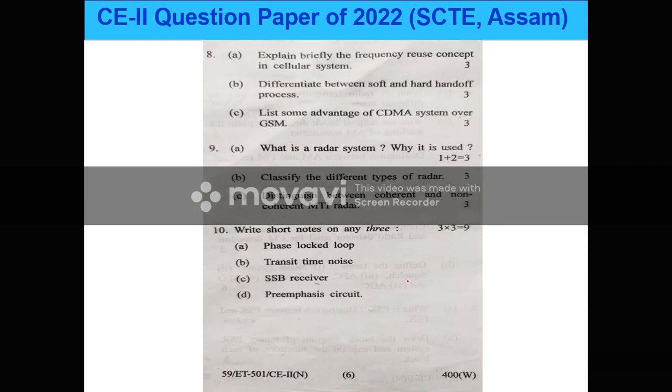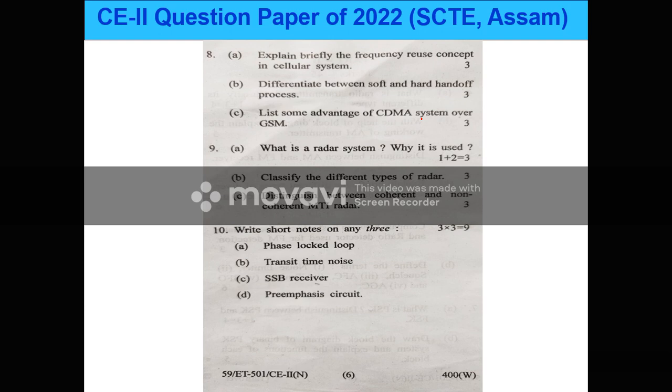Next question is question number 8. There are 3 parts A, B, C. A contains 3 marks. Explain briefly the frequency reuse concept in cellular systems, then differentiate between the soft and hard handoff process. C is list some advantages of CDMA systems over GSM.